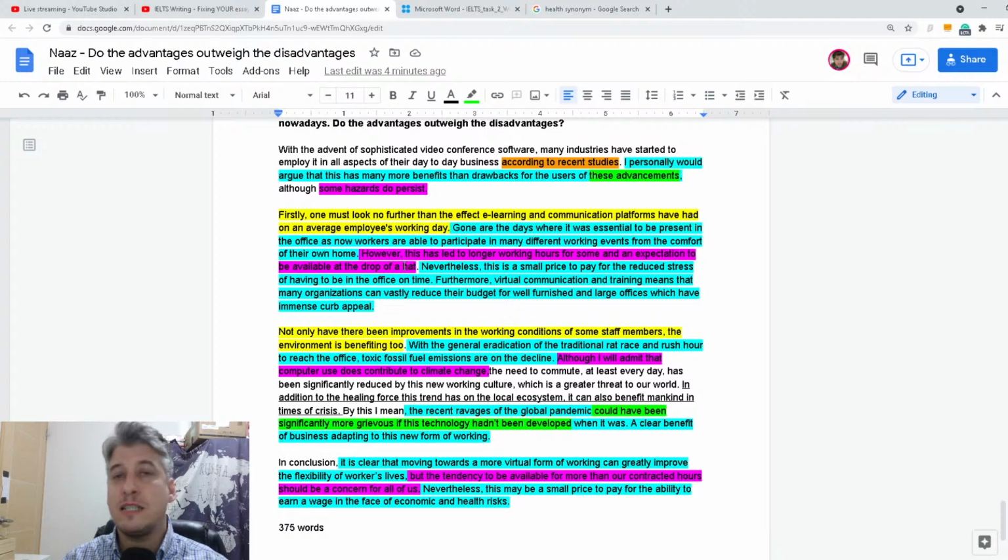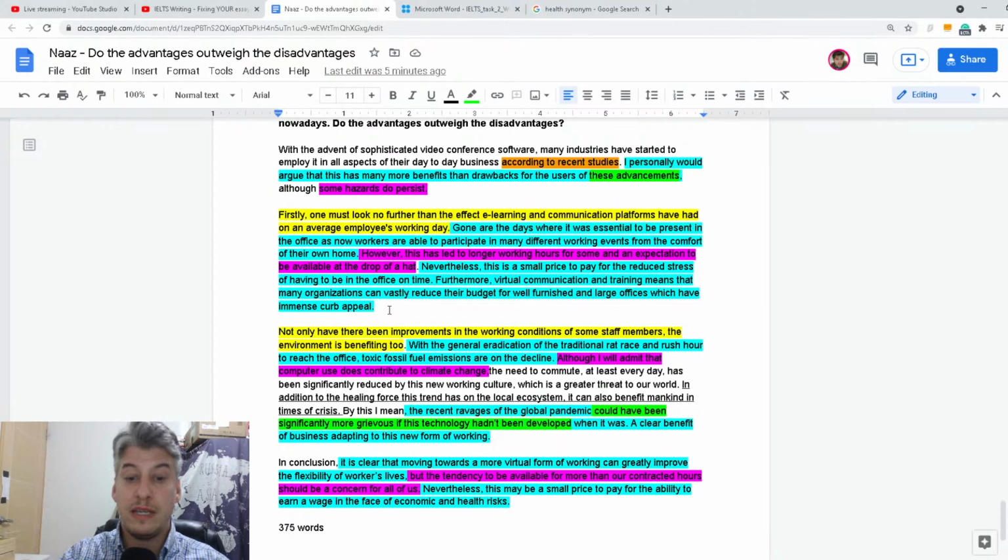And the reason it's in purple is because it's referring to the hazards. So I have mentioned some drawbacks. So I am fulfilling my thesis. Nevertheless, this is a small price to pay for the reduced stress of having to be in the office on time. Furthermore, virtual communication and training means that many organizations can vastly reduce their budget for well-furnished and large offices which have immense curb appeal.